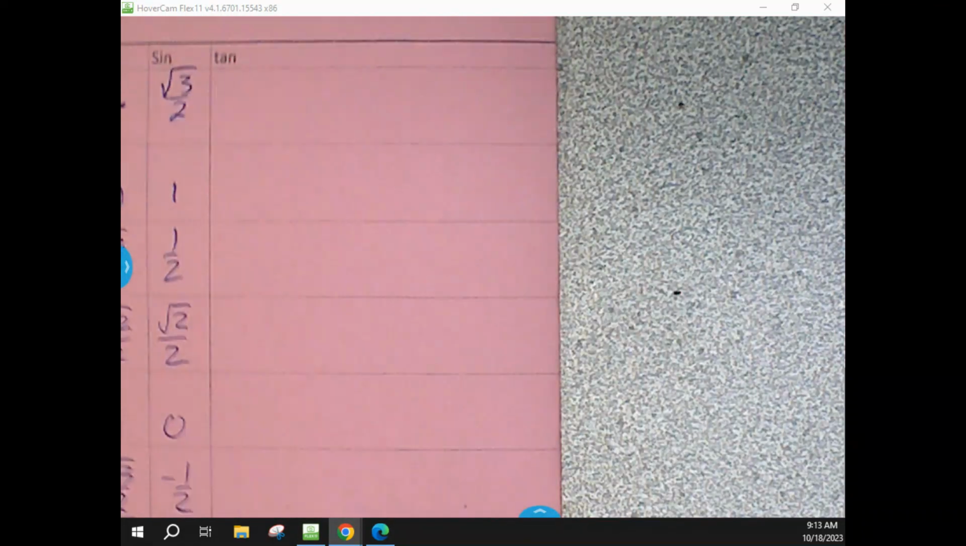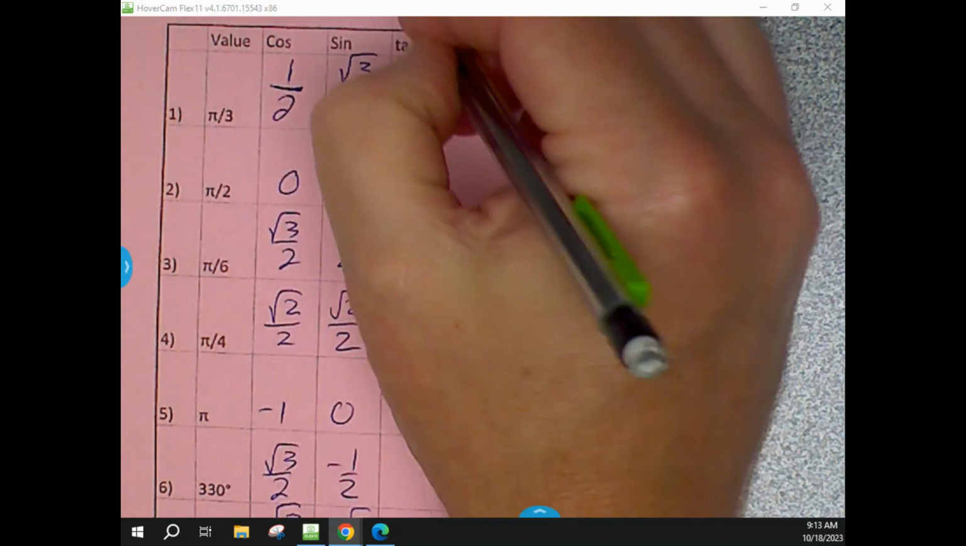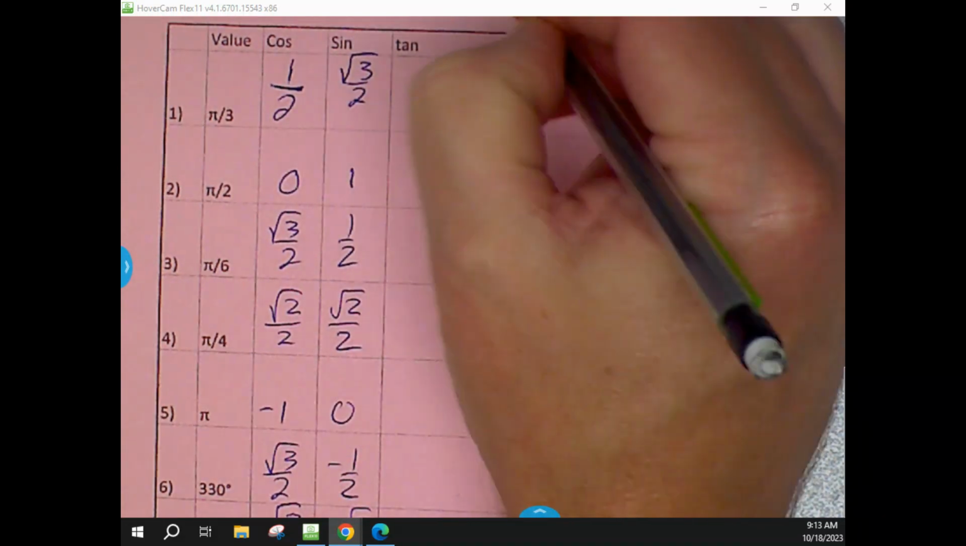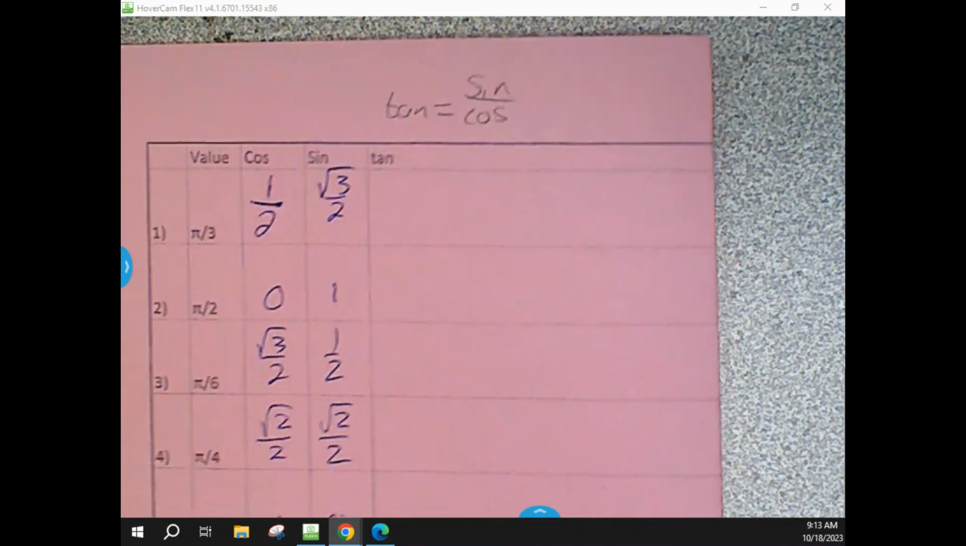All right. For tangent, here's where we've got to do a little bit of work. And some of this we're going to do on the back, because some parts of this we're not going to be able to get everything here. When we do tangent, hopefully everybody remembers it is sine over cosine. And you can't see that, so I'll scoot back down. There we go.